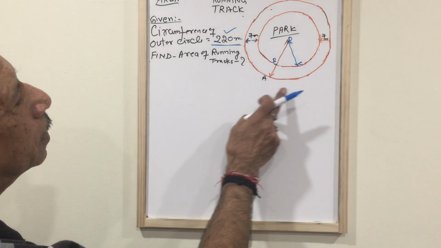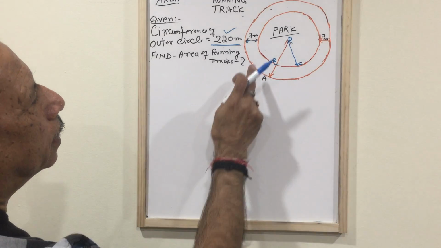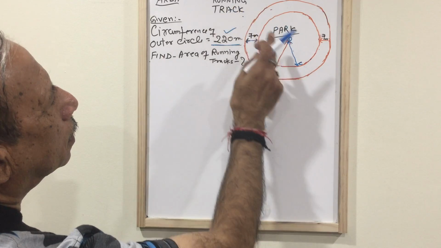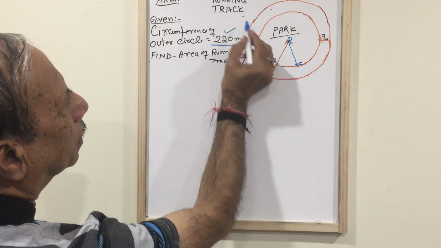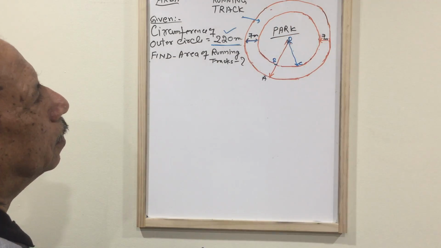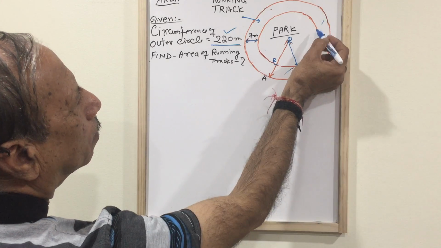It has been given that there is a circular park, and inside the circular park at the periphery there is a running track which is 7 meter wide. This is a running track which is 7 meter wide, and we have to find out the area of this running track.